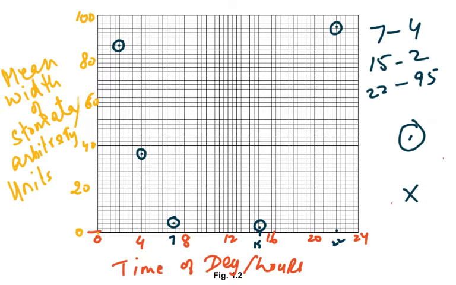It has to be a dot. It can't be a blob. You can't do it like this. It has to be a dot, and you have to circle it.